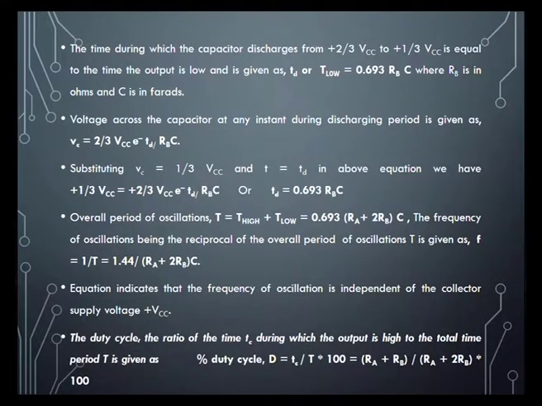Finally, we come to the duty cycle ratio. The ratio of the time Tc during which the output is high to the total time period is given as the duty cycle. So, D is equal to Tc divided by T multiplied by 100, because duty cycle is always represented as a percentage. Substituting the Tc value, Ra plus Rb divided by Ra plus 2 Rb, multiplied by 100, gives us the duty cycle.